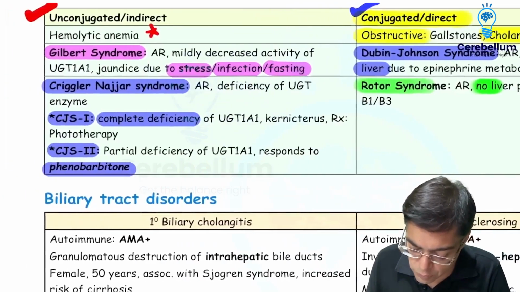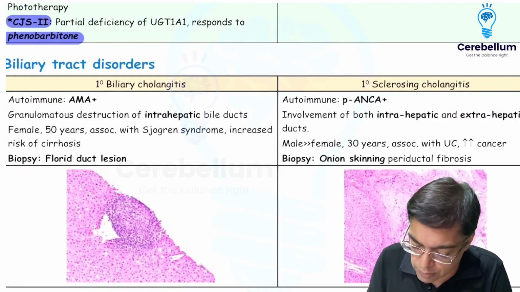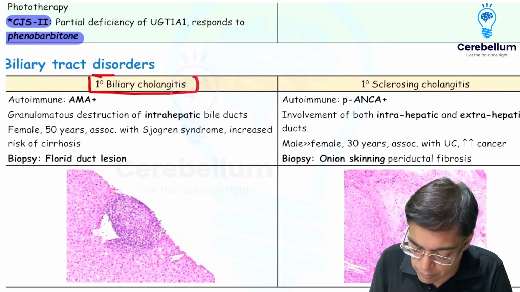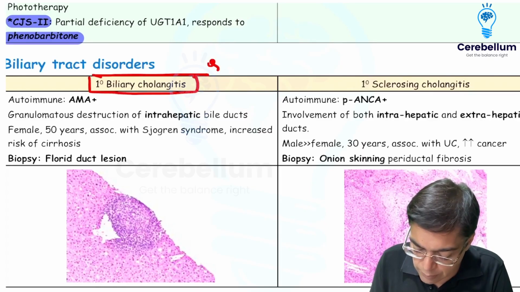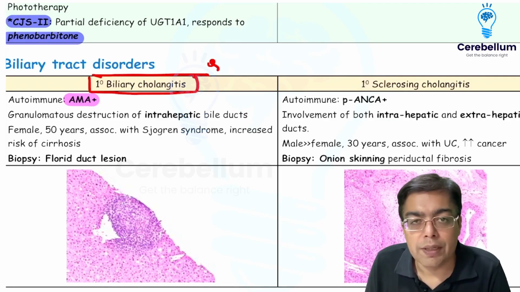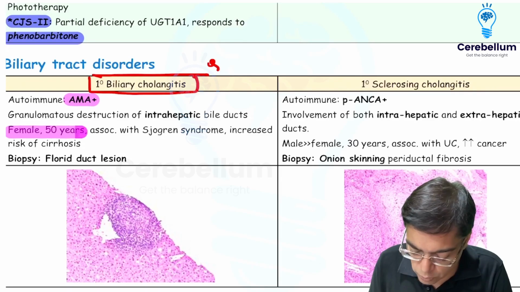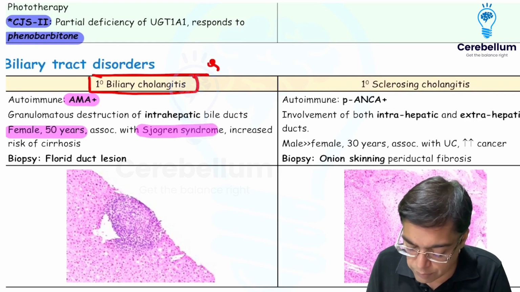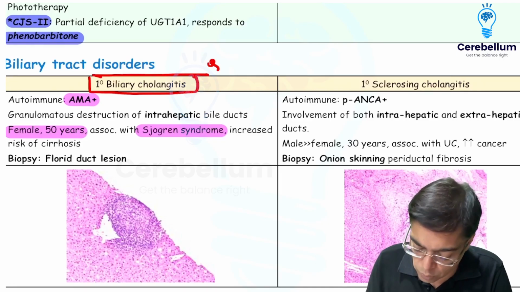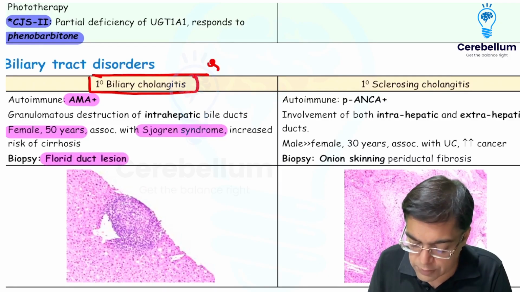Let's have a discussion on disorders which can also cause development of conjugated hyperbilirubinemia, that is going to be biliary tract disorders. First disorder can be a condition which is given the name of primary biliary cirrhosis or primary biliary cholangitis. This condition is characterized by the presence of an autoantibody that is given the name of anti-mitochondrial antibody. The condition is typically going to be associated with the damage or destruction of the intrahepatic ducts because of a granulomatous inflammation. This condition affects females who are going to be around the age of 50 years. And it has been shown to have a definitive association with patients who are also going to be having the development of Sjogren's syndrome. Microscopically, you are going to be having the presence of a granulomatous lesion over here. So that's going to be associated with the term florid duct lesion.